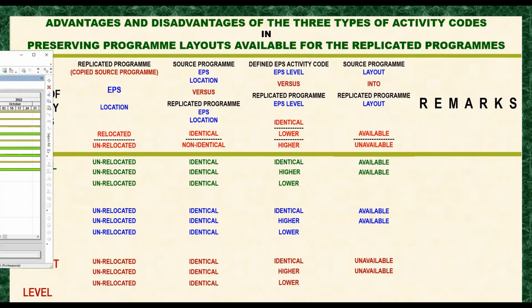Because the replicated copy is located in the A1 level of EPS A, which is higher than the defined EPS activity code EPS level. Okay, I hope you understand.